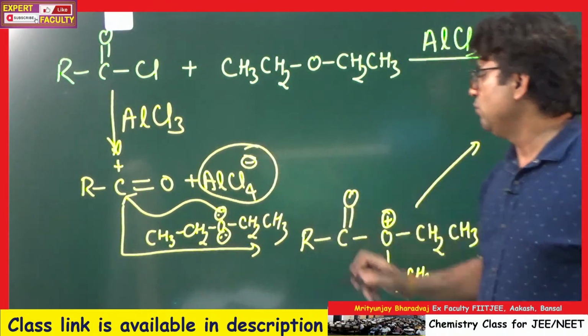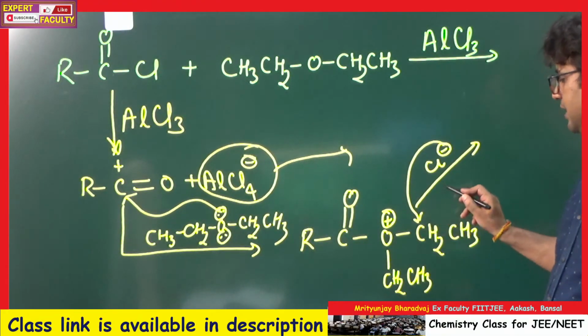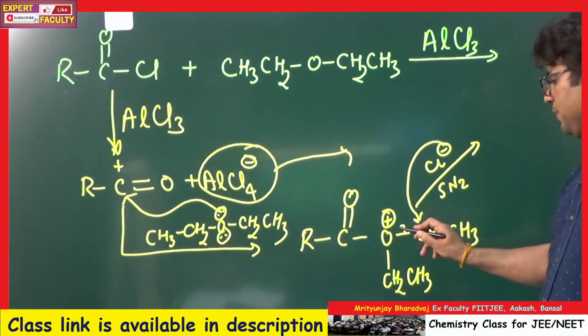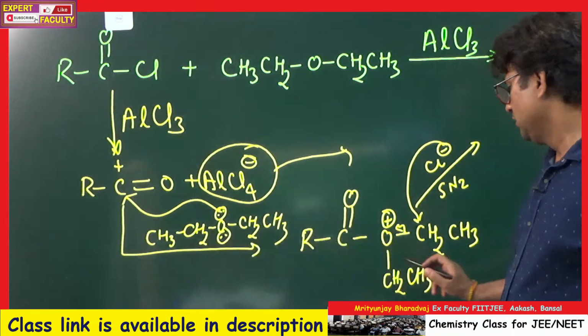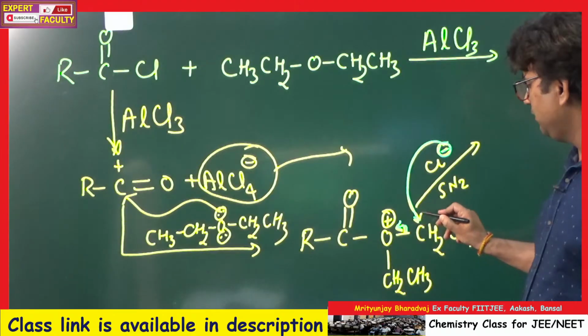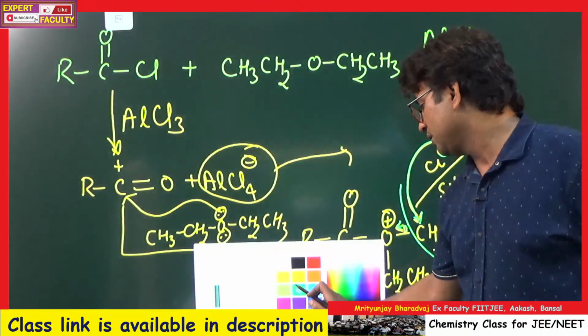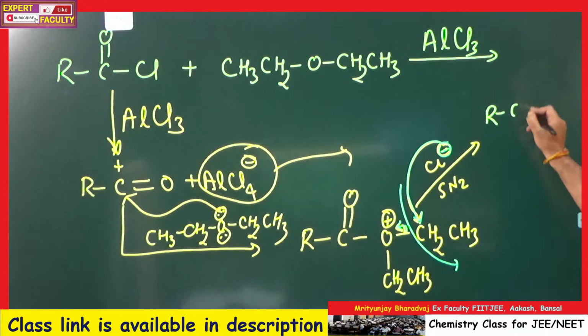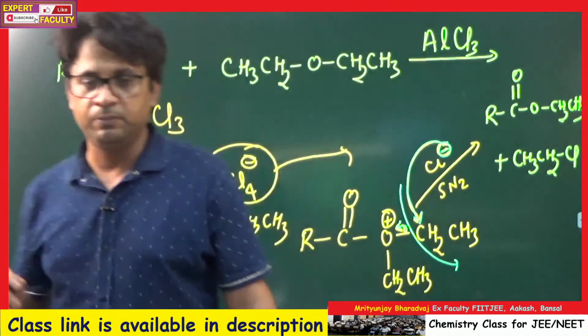In the last step, the AlCl4 minus gives Cl minus. That Cl minus makes an SN2 nucleophilic attack on the carbon, and the bond pair is taken by the oxygen, so this group leaves. Finally, our product will be RC double bond O, O, CH2CH3 plus CH3CH2Cl. So this will be the product.